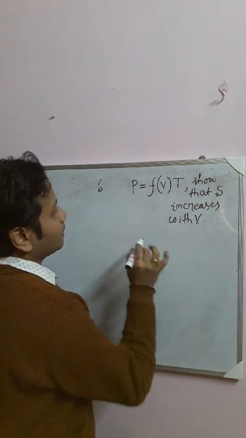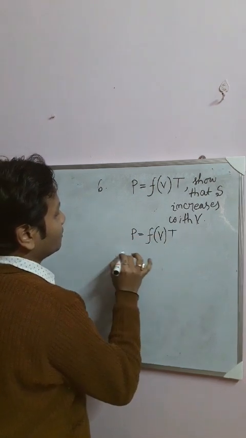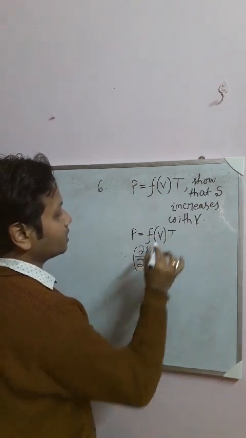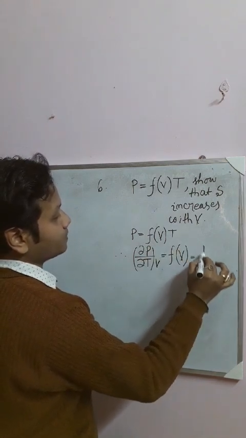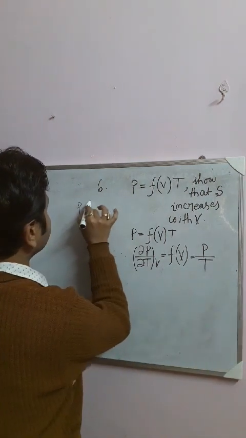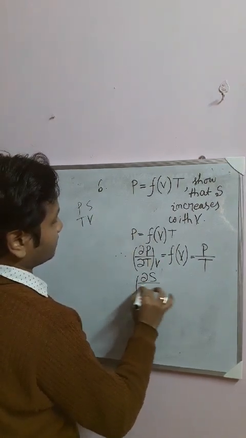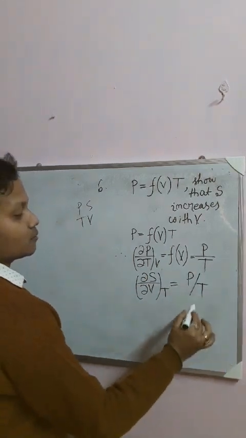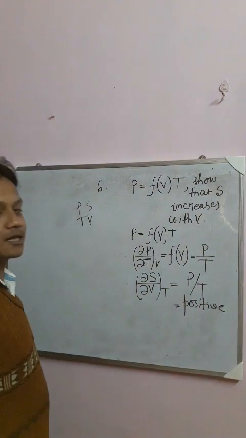Now P is a given function of V into T. So what will be del P del T at constant volume? If you differentiate with respect to T keeping volume constant, this will be f of V. So what is f of V? That is P by T. Now what can we write from Maxwell's relation? Del P del T at constant V equals del S del V at constant T, and this equals P by T. So this is positive. So what we see is that entropy increases with volume.